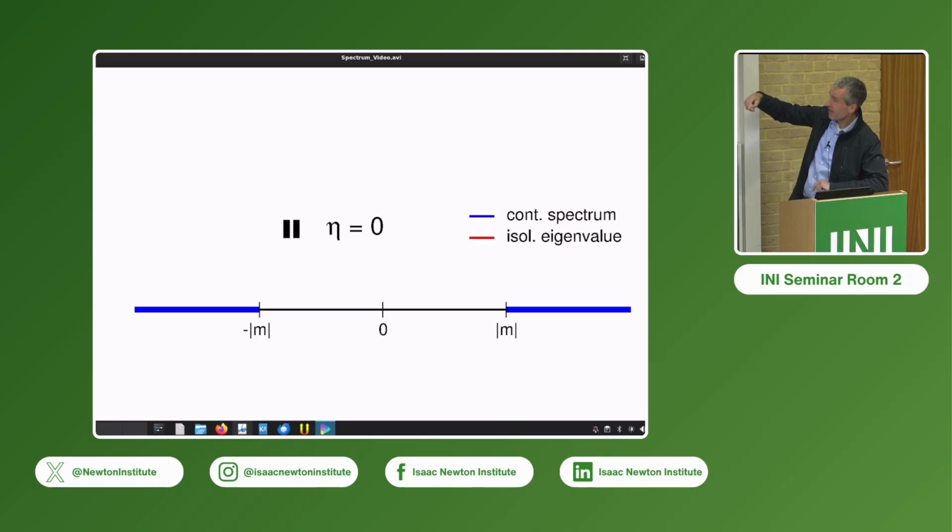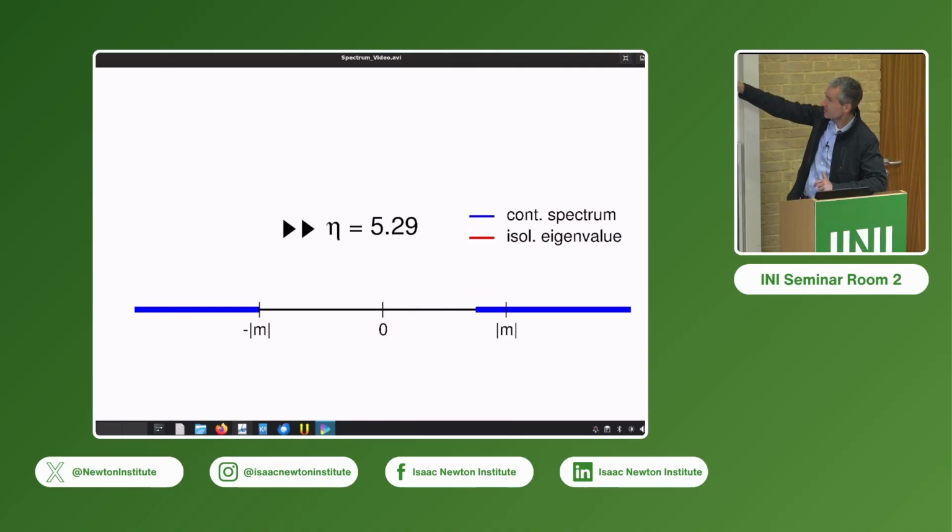Now eta moves ahead, and again you see the same thing. Eta is growing, the continuous spectrum is changing continuously, which is fine. But when you approach the critical value, there's a transition, and it is this one. The continuous spectrum disappears. This is kind of surprising. Or rather, it comes back.